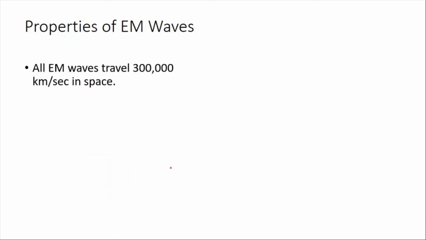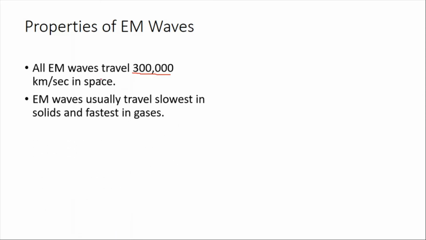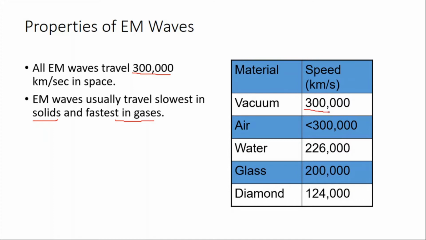Let's continue with the properties of electromagnetic waves. All electromagnetic waves travel in empty space at approximately 300,000 kilometers per second. They usually travel slower in solids, and their speed is also decreased in gases, but not as much as in solids. In air, it is less than this, and in water, it decreases to 226,000 kilometers per second. In glass and in diamond, it decreases a little bit more, to 124 kilometers per second.